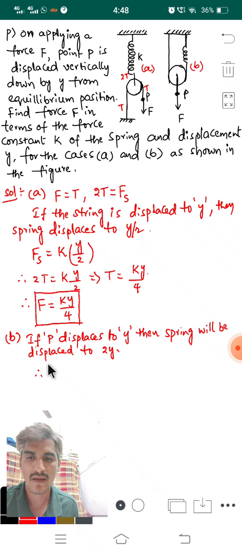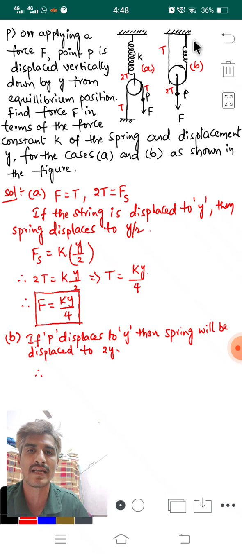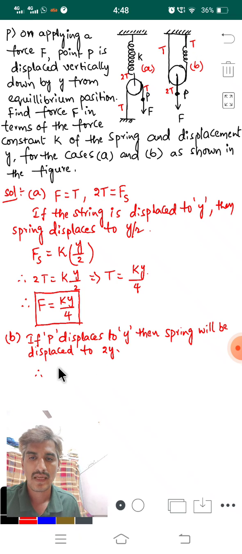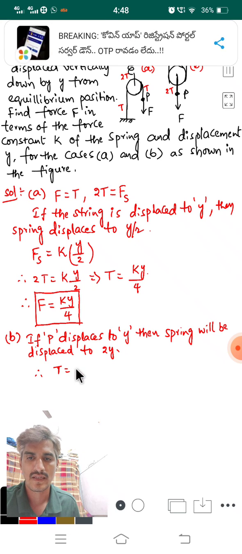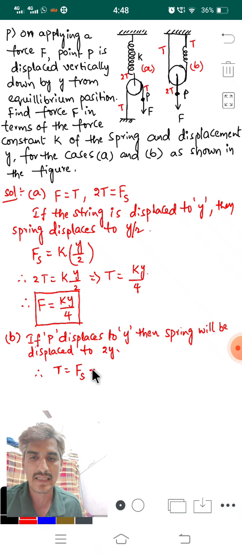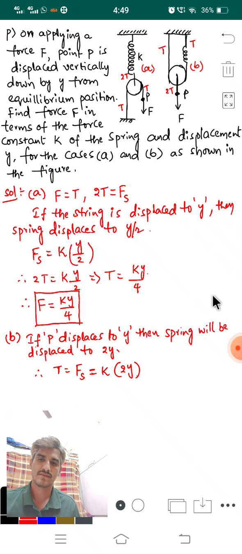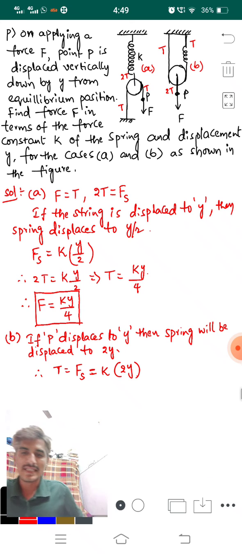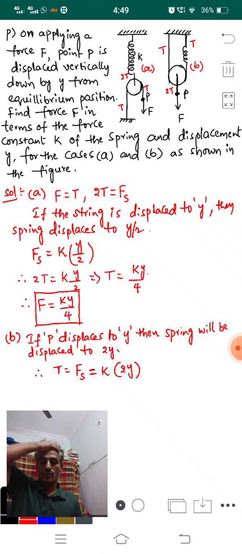Therefore, here if this is 2T tensional force in the second case, therefore it is T, it is also T. Then the tensional force is equal to the restoring force, that is Fs, and it is equal to K into 2y. Yes or no? Okay now. Then therefore T is equal to 2Ky.